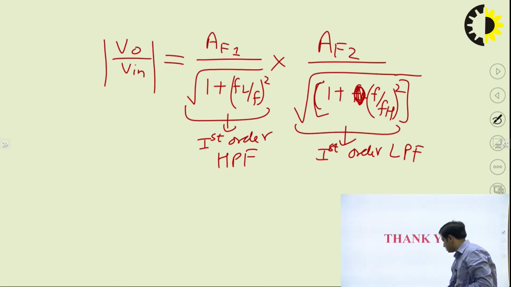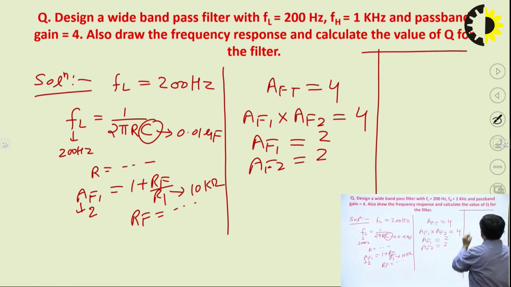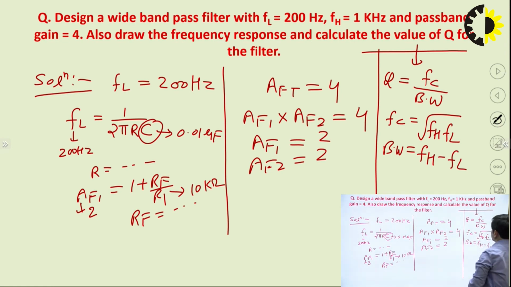Now coming to the next part of the question, that is the last part, that is to calculate the quality factor. So it's very easy. If we know the formula of quality factor, we can calculate it. Quality factor Q is equal to center frequency FC upon bandwidth, where FC is equal to under root FH into FL, and bandwidth is FH minus FL. In the question, FH and FL are given. So just put FH and FL, you can calculate FC and bandwidth, and FC upon bandwidth will be the quality factor. So you can do it.